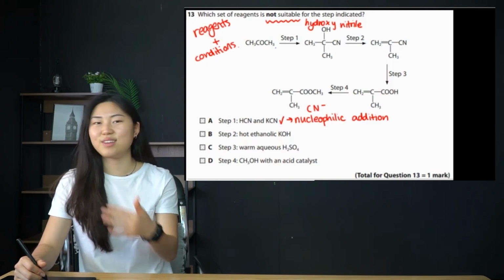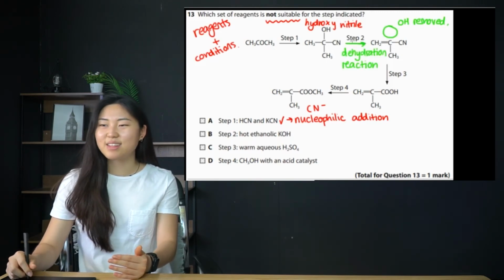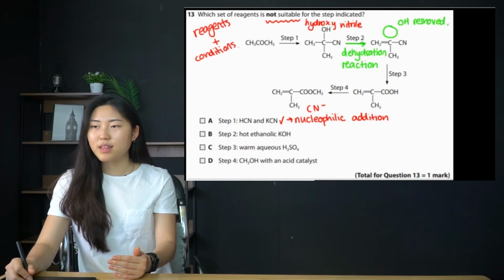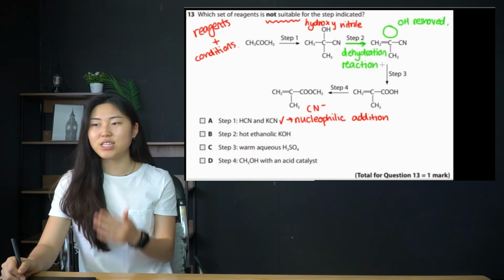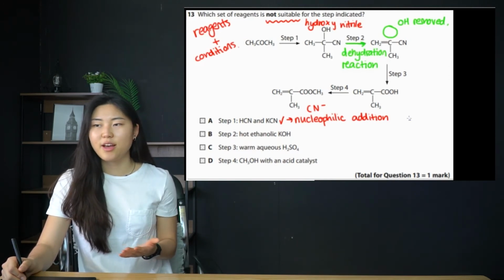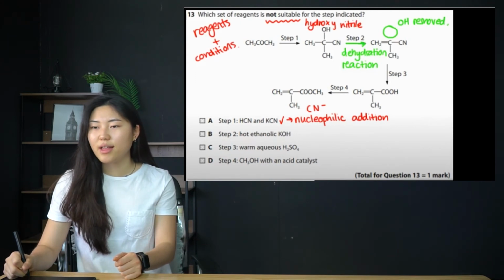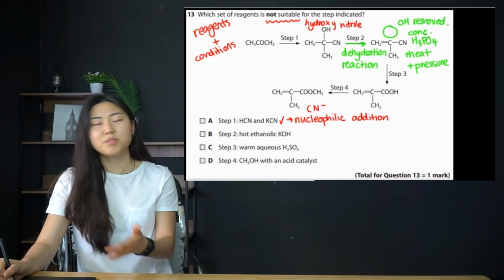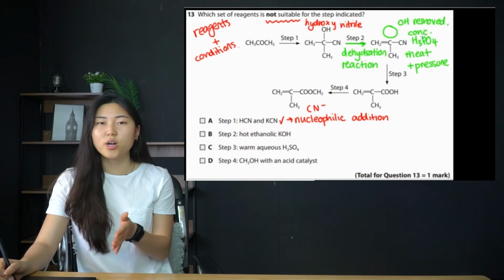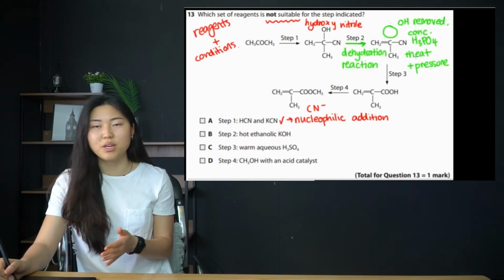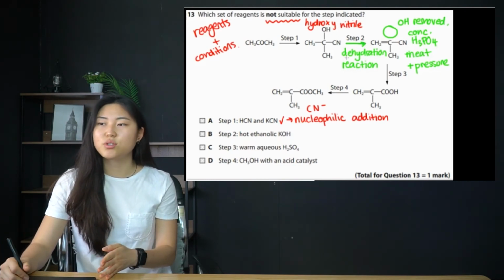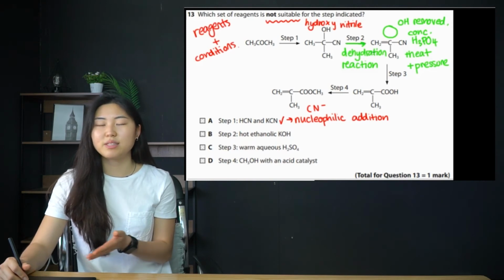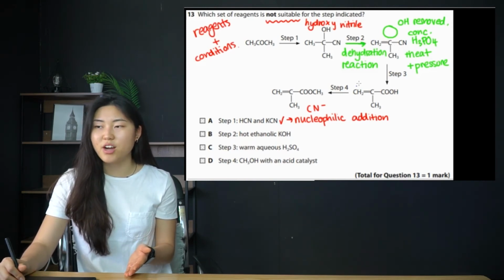So unfortunately, you need to memorize this. And if you look at step 2, basically the OH group is removed, right? That is our dehydration reaction, an elimination reaction, yeah? And our choice B says hot ethanolic KOH. That is incorrect. For this dehydration reaction to occur, we need concentrated phosphoric acid, and sometimes concentrated sulfuric acid is also used, or alumina is also used, Al2O3, and we need heat and pressure to dehydrate this compound and remove basically a molecule of water, producing a carbon-carbon double bond.